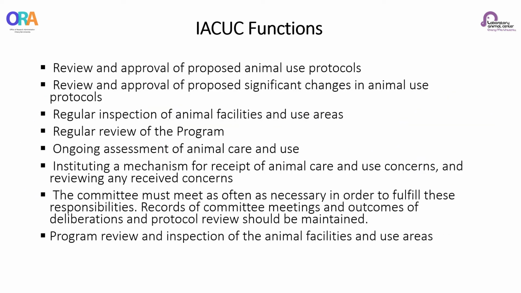The IA group functions include review and approval of proposed animal use protocols, review and approval of proposed significant changes in animal use protocols, regular inspection of animal facilities and use areas, regular review of the program, ongoing assessment of animal care and use, or instituting the mechanism for receipt of animal care and use concerns and reviewing any received concerns. Okay, that's about the IA group functions.